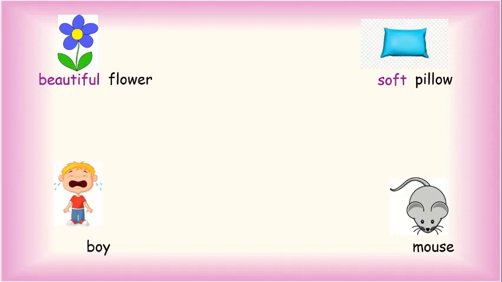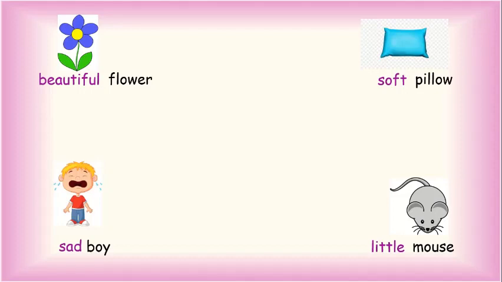Oh, and then there is the picture of this boy and the boy is crying. He looks sad. So, sad boy. And then there is a mouse. The mouse is a very small little animal. So, let's say a little mouse.